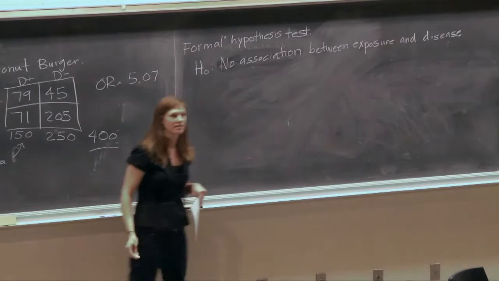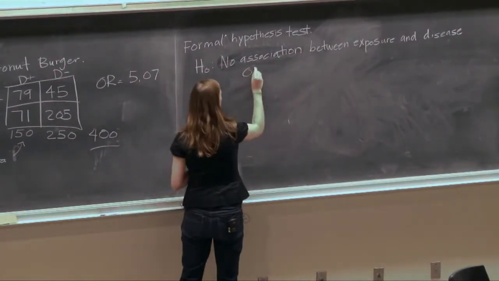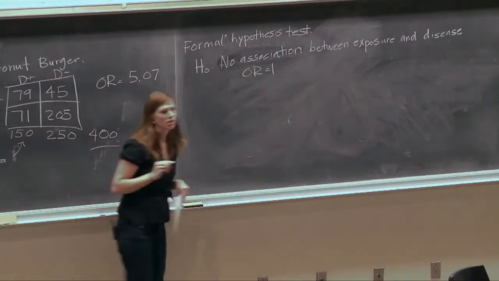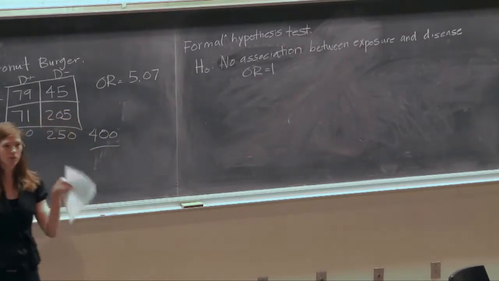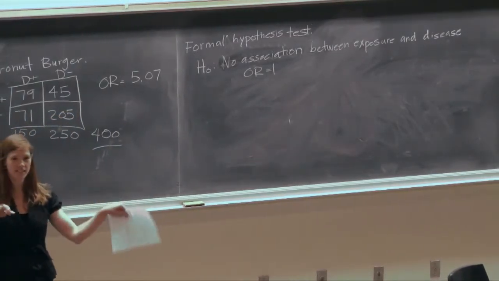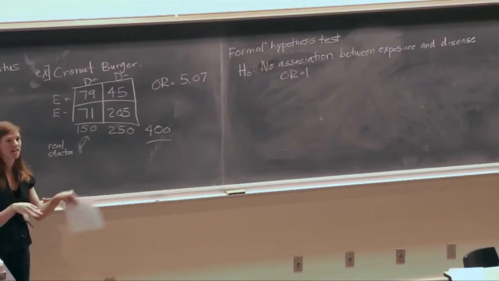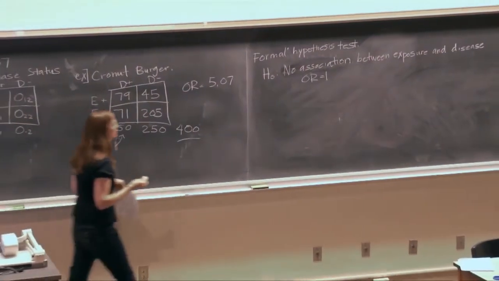That's equivalent to an odds ratio of 1. If the odds of exposure are the same in the diseased and the non-diseased, then we get an odds ratio of 1, and that would mean there's no association.